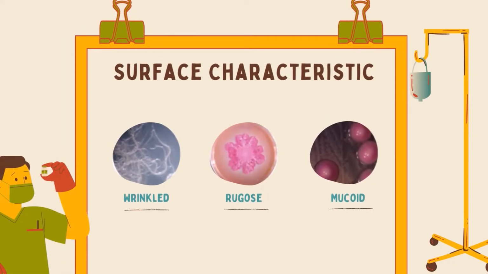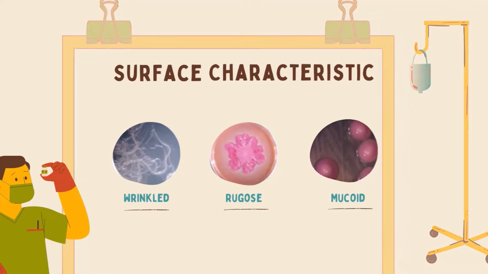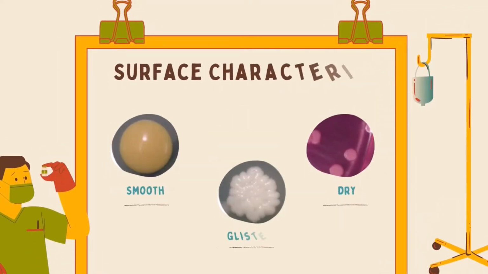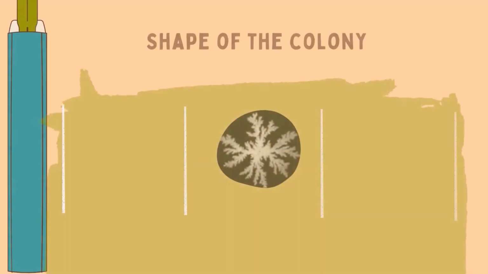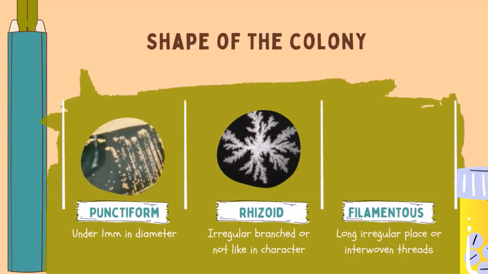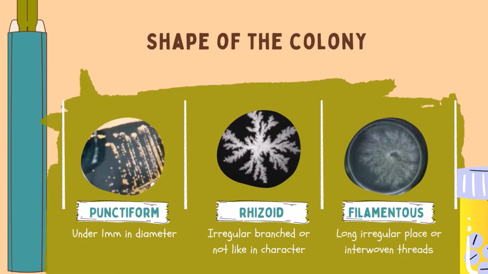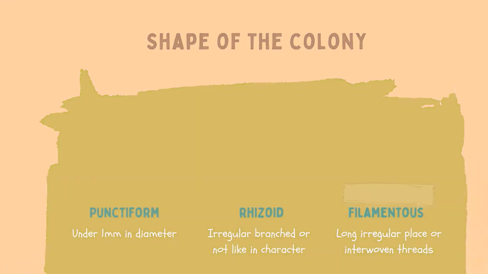Wrinkled, rugose, mucoid. Smooth, glistening, dry. Shape of the colony: punctiform, under 1 mm in diameter. Rhizoid, irregular, branch-like in character. Filamentous, long irregular placed or interwoven threads.